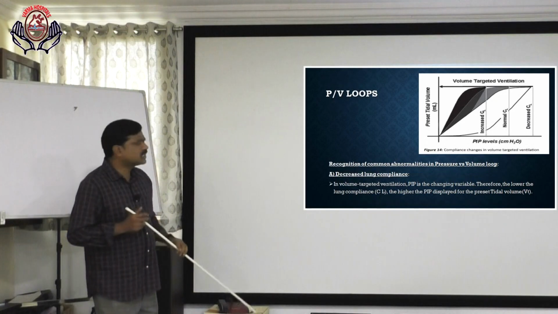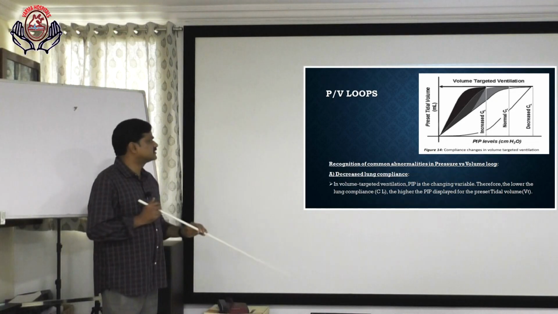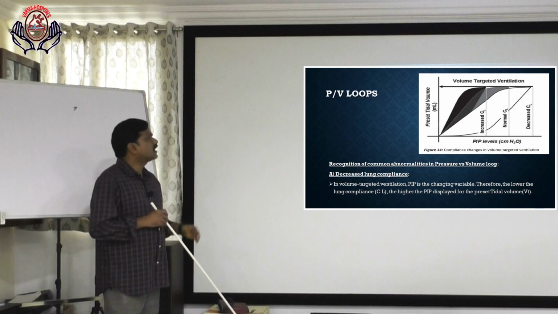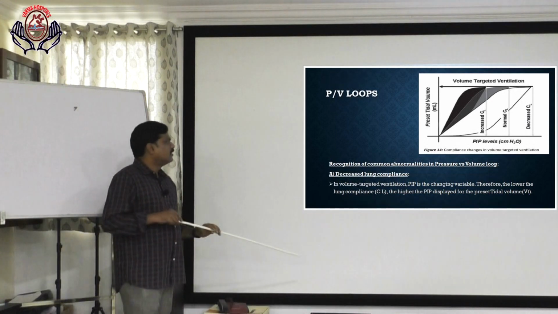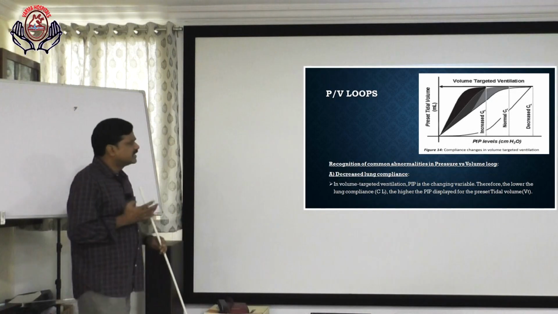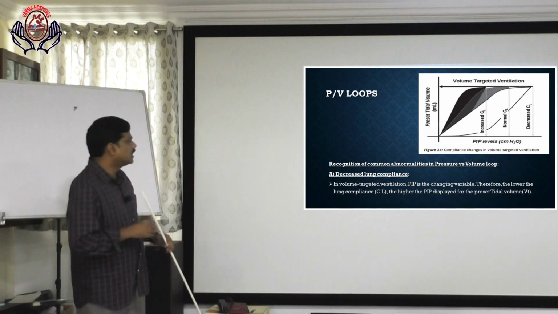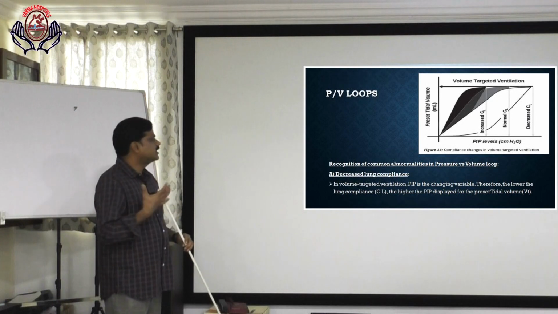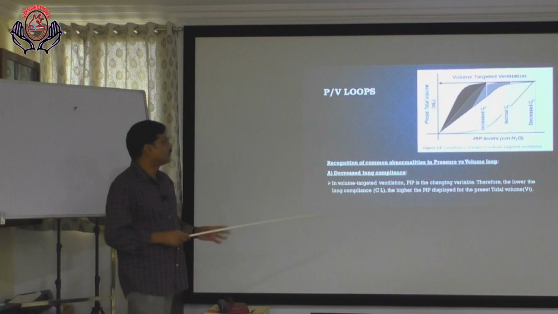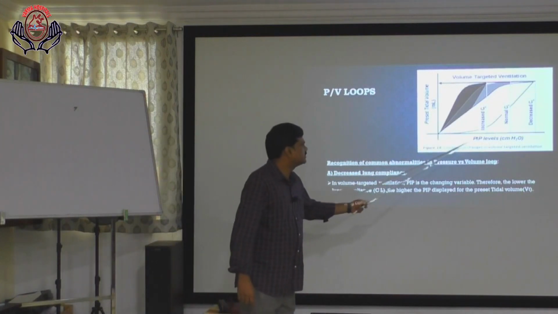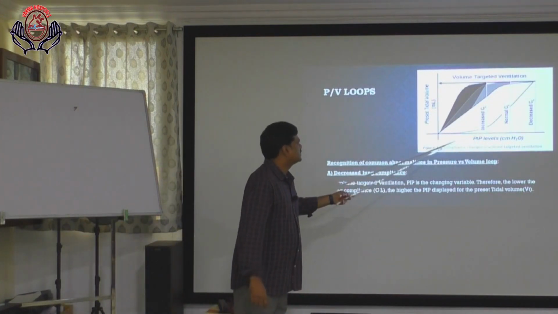PV loops. Recognition of common abnormalities in the pressure versus volume loop. Decreased lung compliance. In volume targeted ventilation, peak inspiratory pressure is the changing variable. Therefore, the lower the lung compliance, the higher the peak inspiratory pressure displayed at the preset tidal volume.